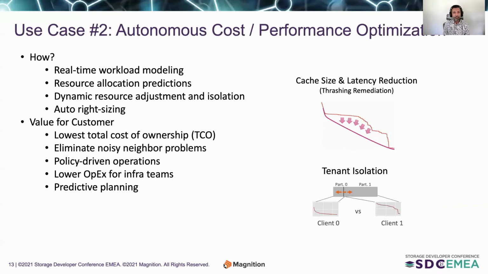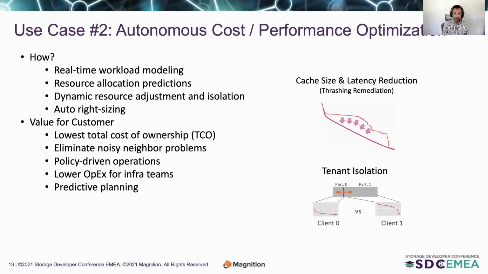Another really interesting use case is having the system come at it from a different angle, which is to autonomously optimize the cost or performance, whichever is the primary driver business objective function. So here, using real-time workload modeling and resource allocation predictions to be able to dynamically adjust resources and provide isolation among the different clients and users of that storage system, and really achieve completely autonomous right-sizing dynamically for all of the tenants that are hitting the system.